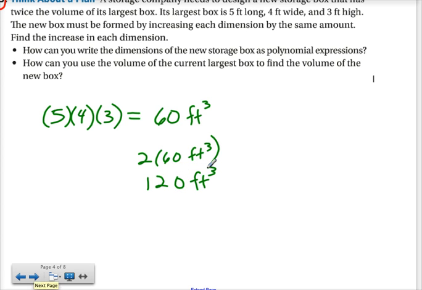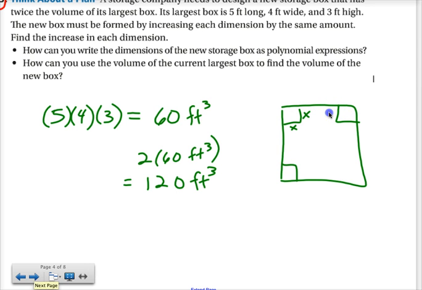And this says the new box must be formed by increasing each dimension by the same amount. Find the increase in each dimension. So what we want to do is figure out how they increased each one of these sides. But again, if we're talking about a storage box, what we have to remember is where that would be going in that box, so that we could go ahead and fold up the sides again and have everything work.